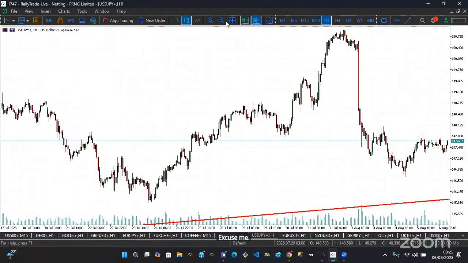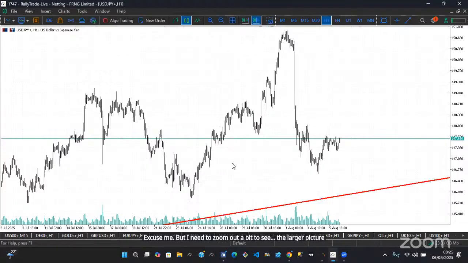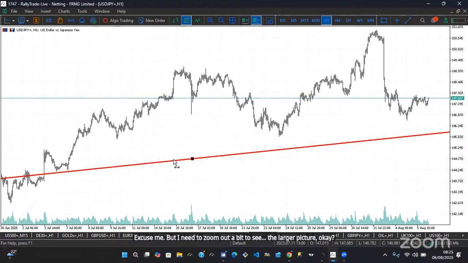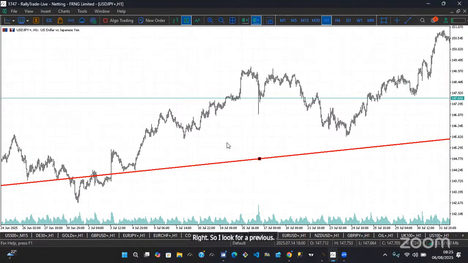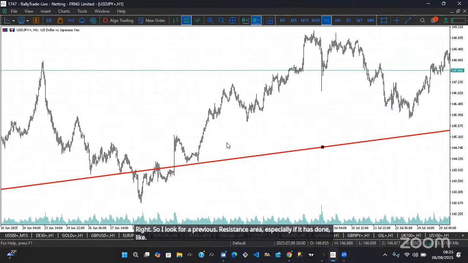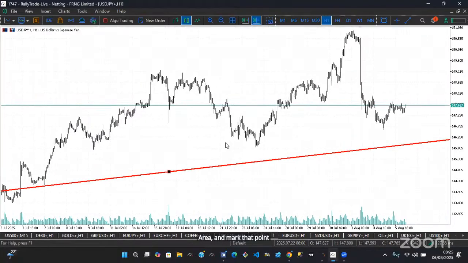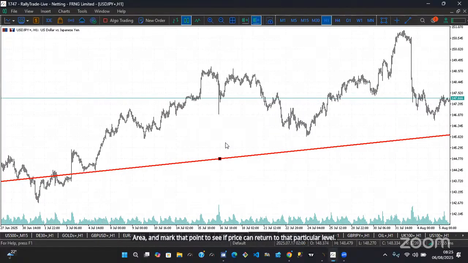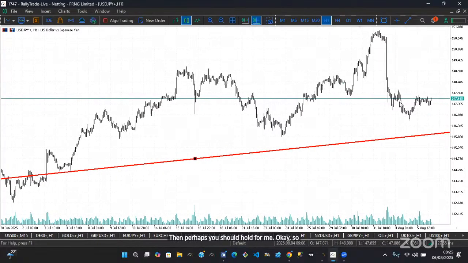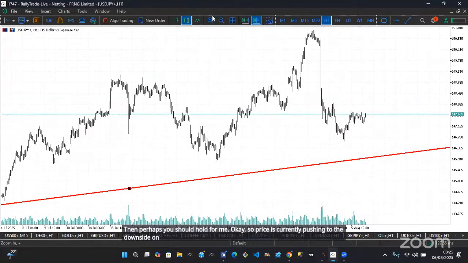I need to zoom out a bit to see the larger picture. All right. So I look for a previous resistance area, especially if it has done like a double top area, and mark that point to see if price can return to that particular level, then perhaps you should go for it. Okay, so price is currently pushing to the downside on USD JPY.